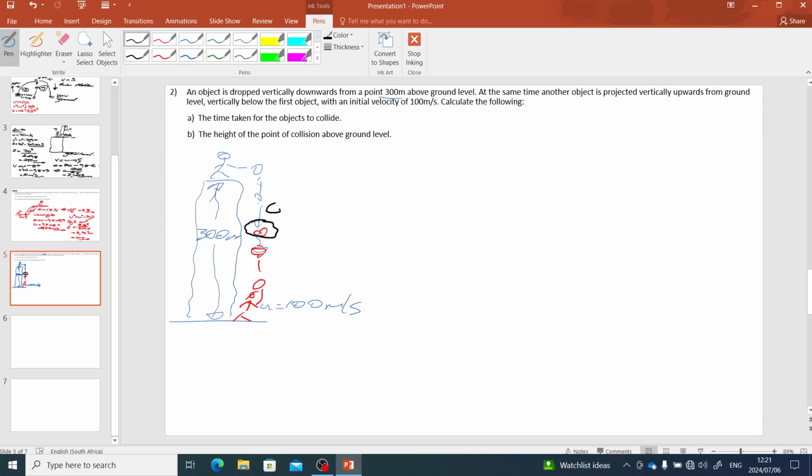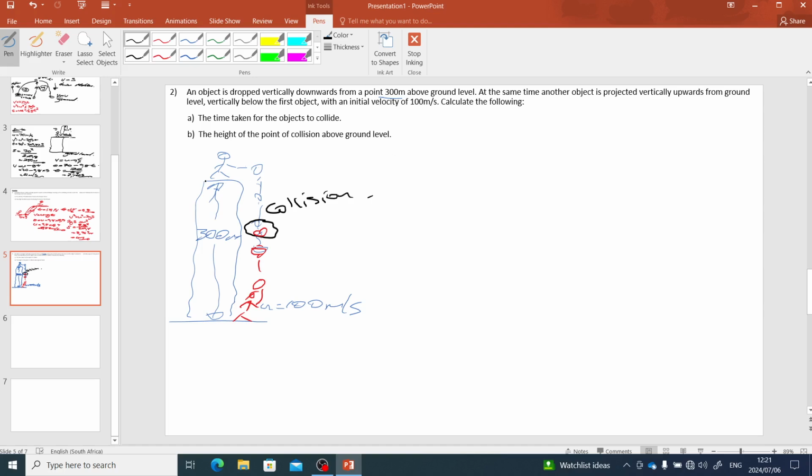That's where our collision took place. That's what we need to calculate. How long did it take for those objects to collide? All right, that's what we have to calculate. Now, in calculating this, it is easy.